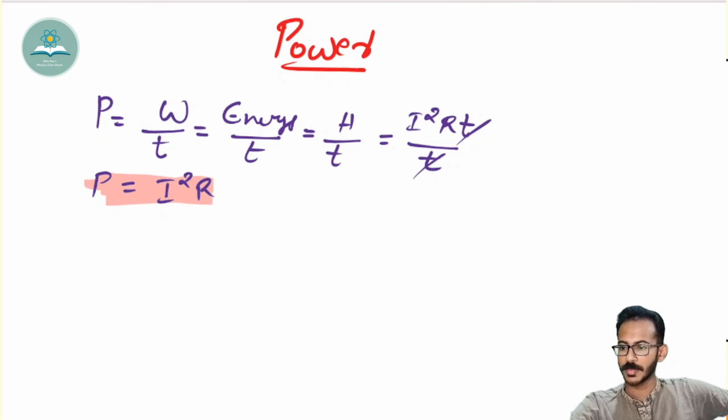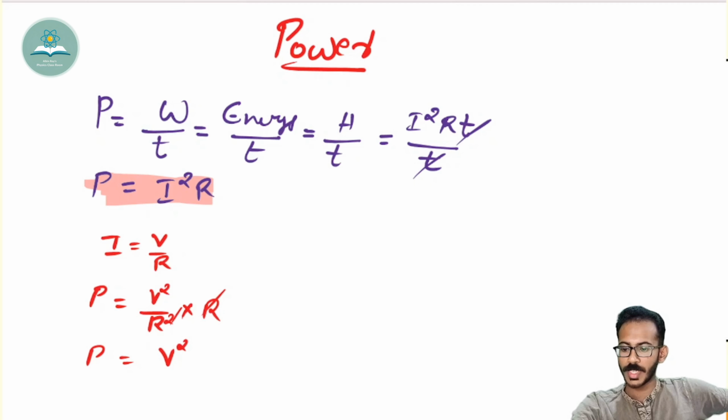Now as we did earlier, from Ohm's law we know that I is equal to V by R. I'll give this equation here. So instead of I, I'll write V by R. So power is equal to V square by R square into R. So R and R will get cancelled. We will get P is equal to V square by R. This is another equation for power. So power is equal to V square by R.